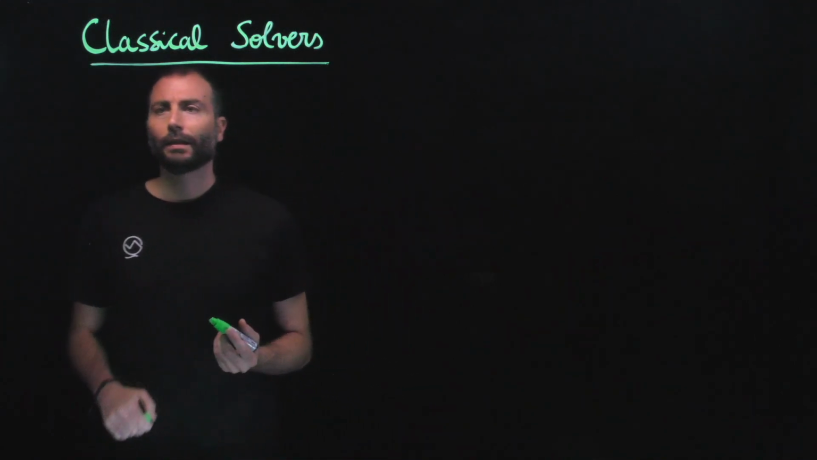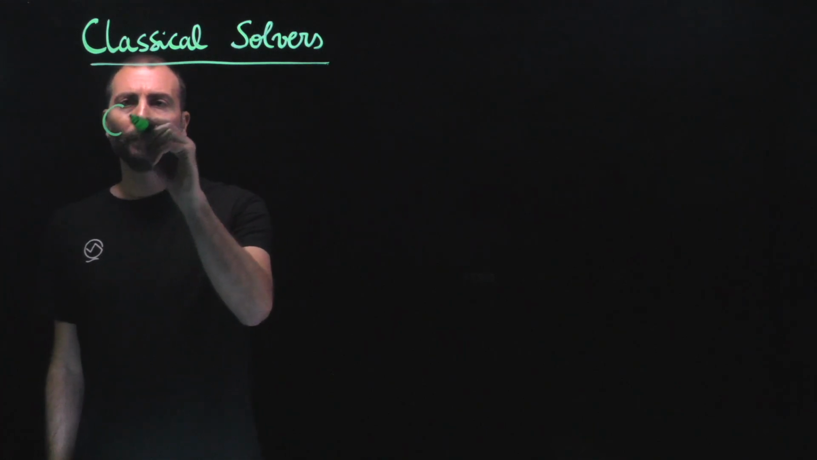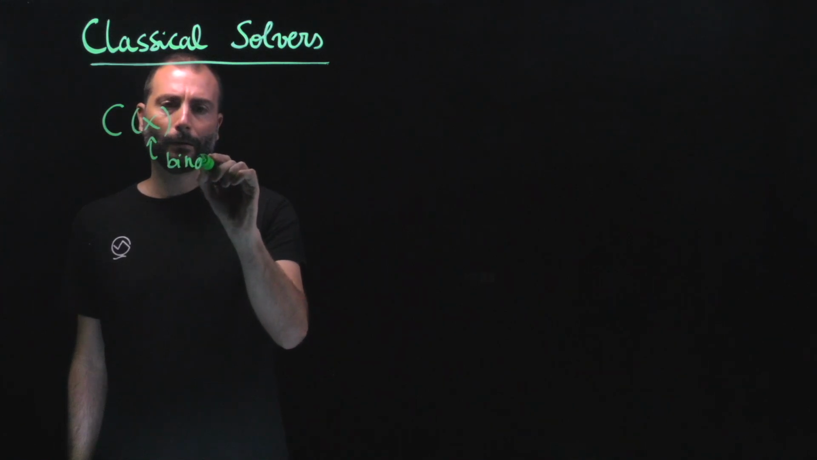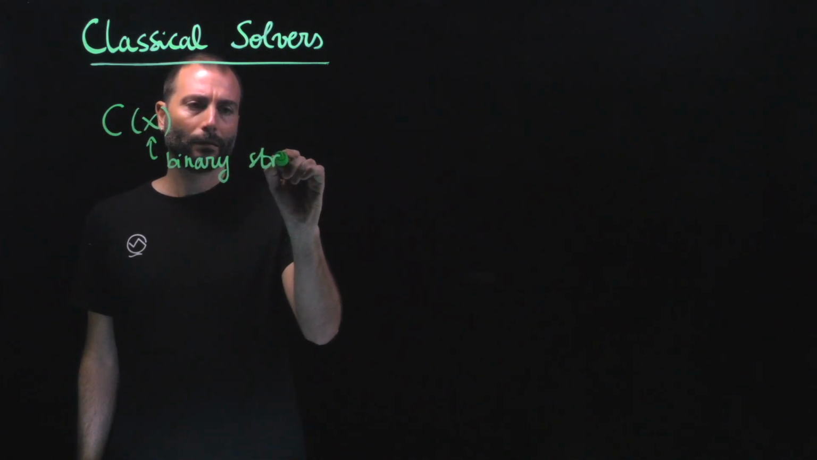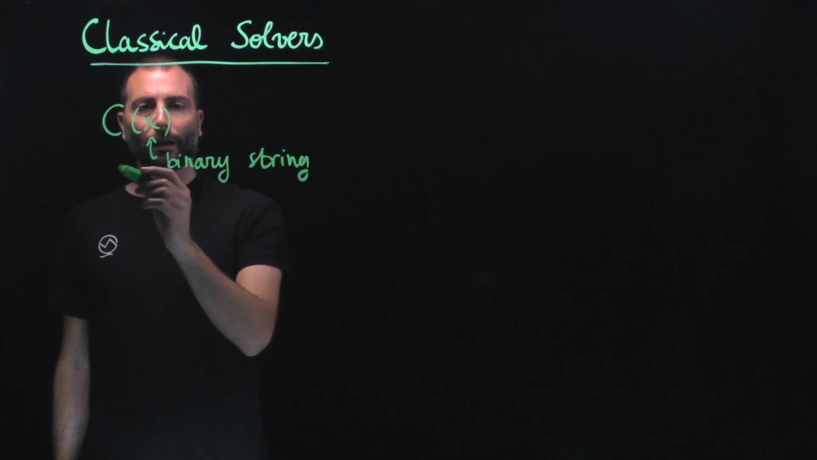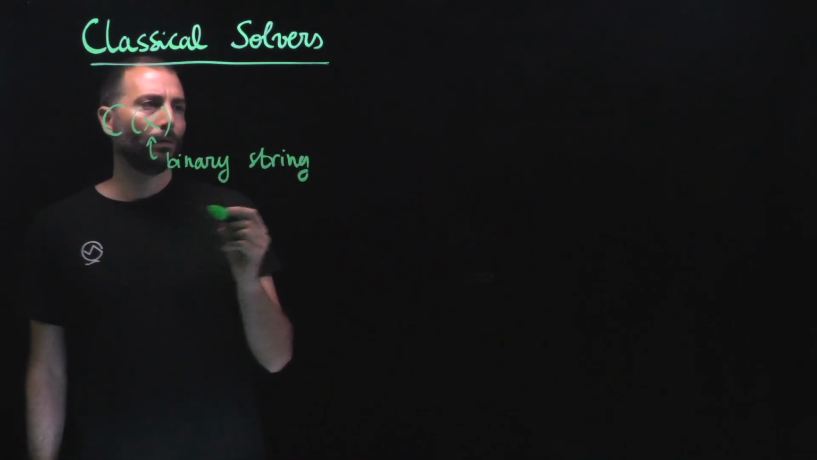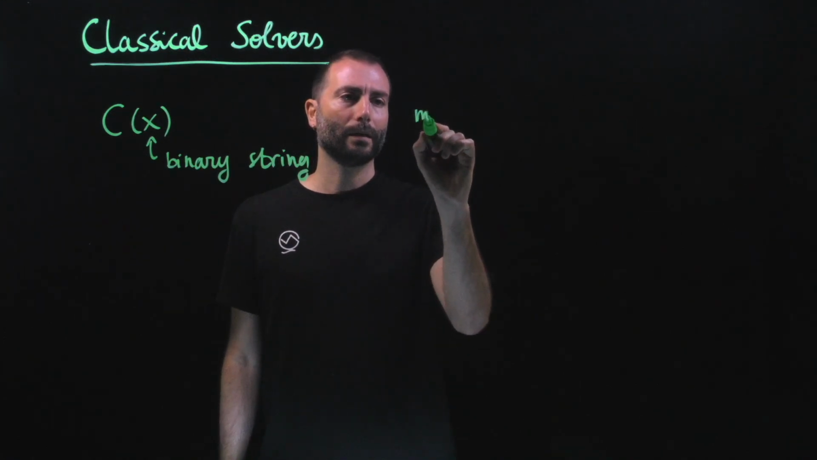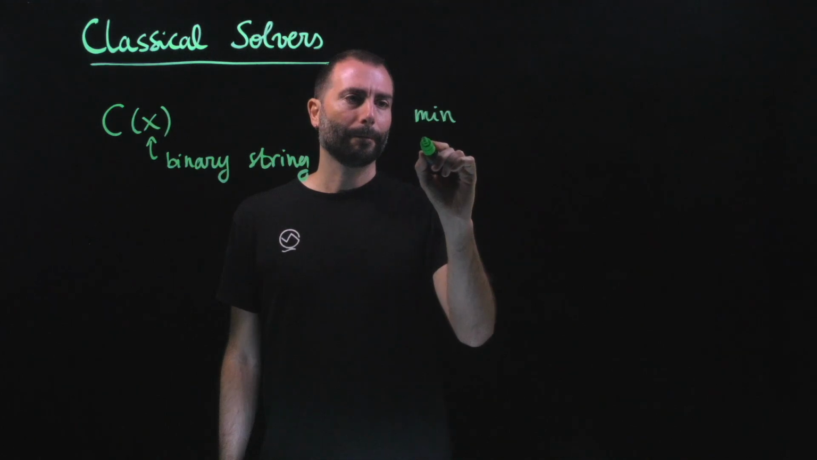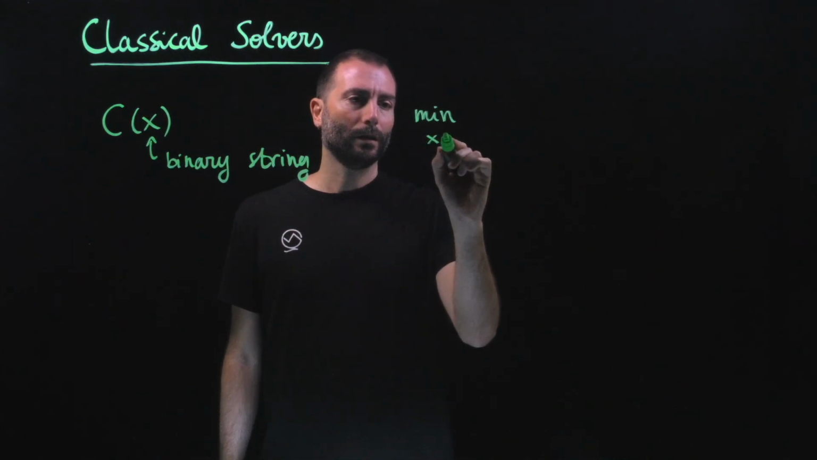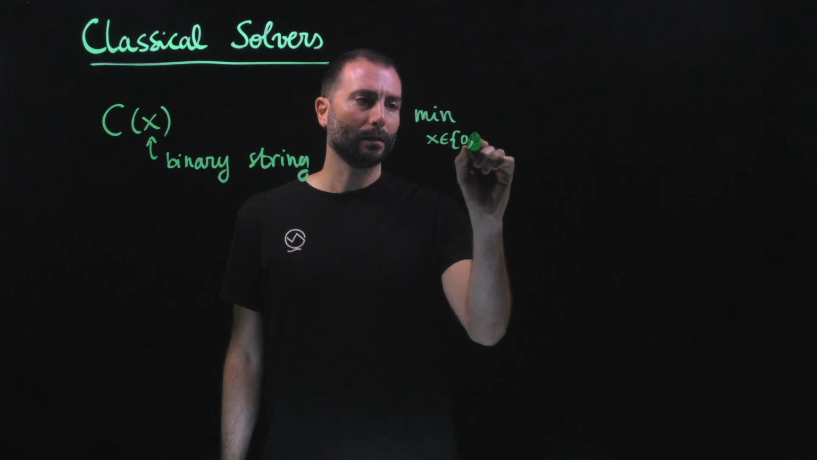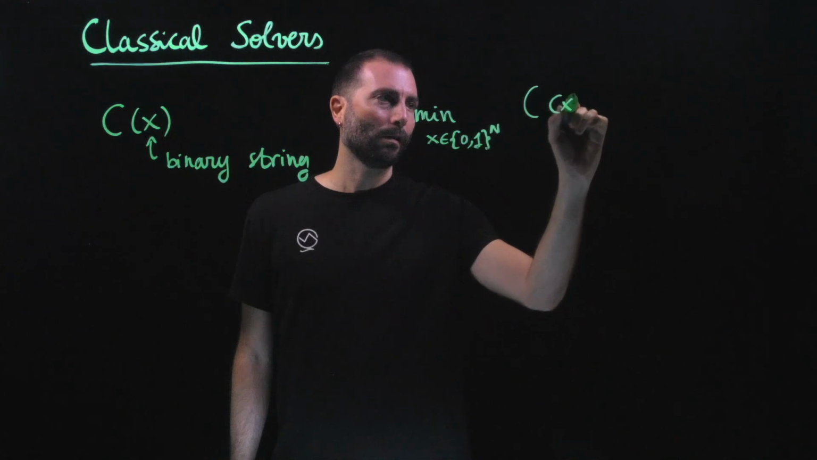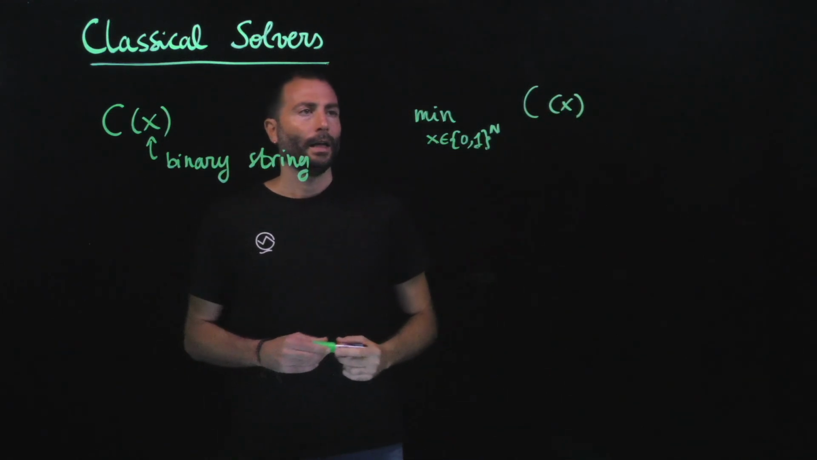So let's remember, we have a cost function that depends on some binary string x. The problem we're going to solve is to minimize this cost function over all the possible bit strings.